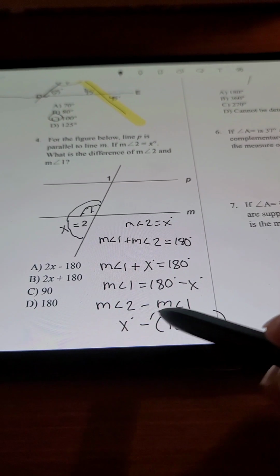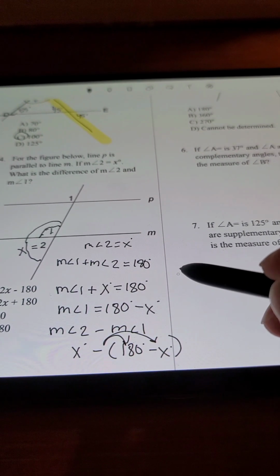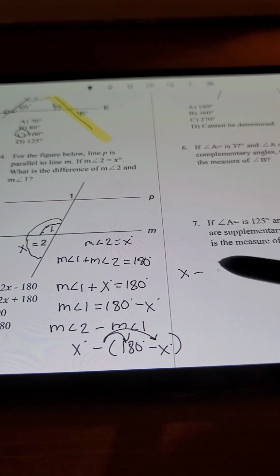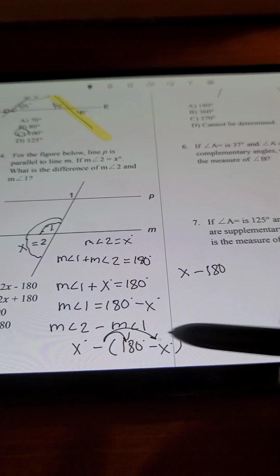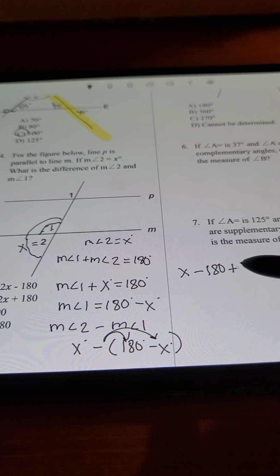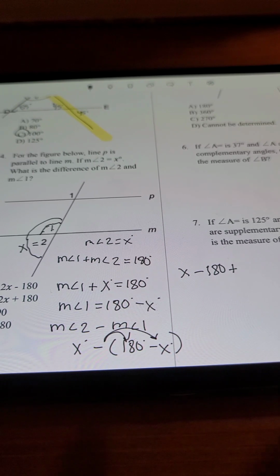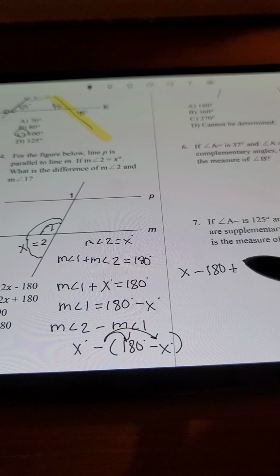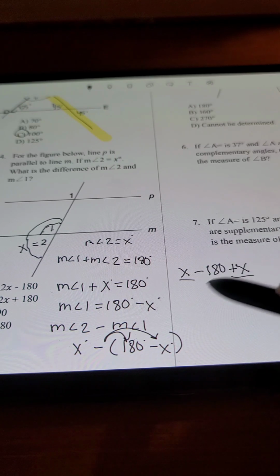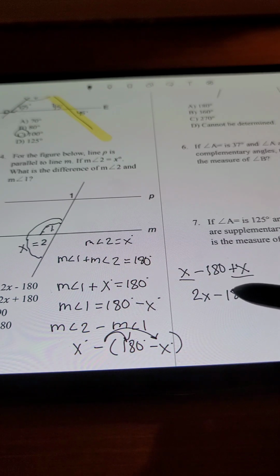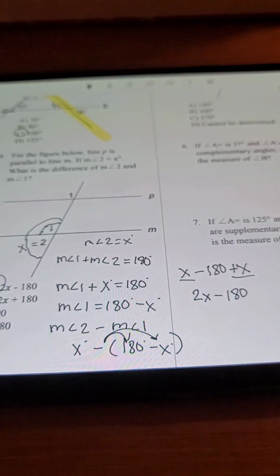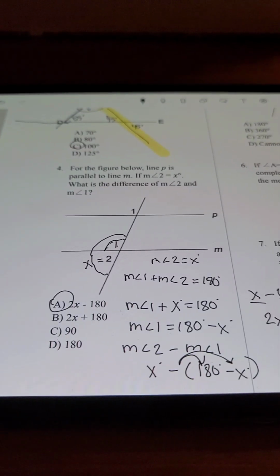So now I'm just going to distribute the negative to each of these terms, and then I'm going to get x minus 180, and then minus times a minus, or negative times a negative, is probably what you guys are used to, is plus x. So now I'm going to combine my like terms. So x plus x is 2x. So I have 2x minus 180. So the answer would be A.